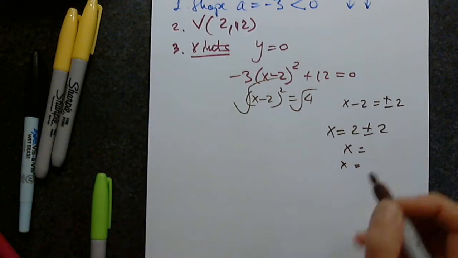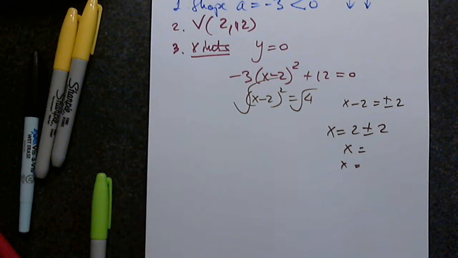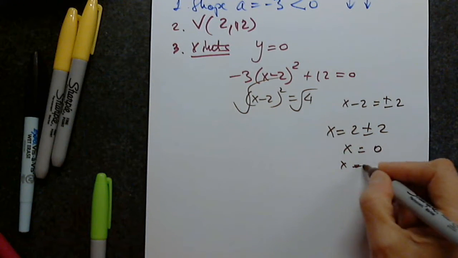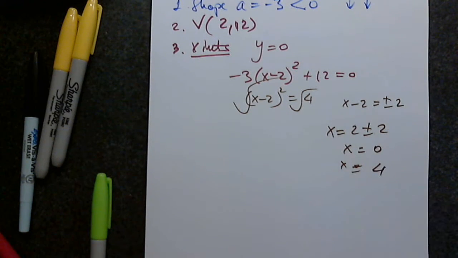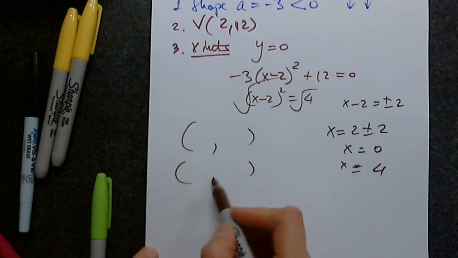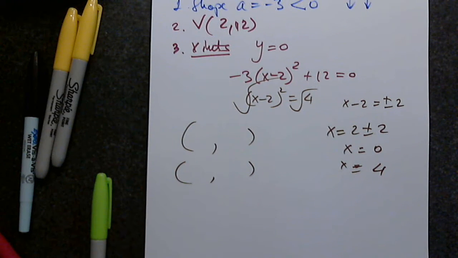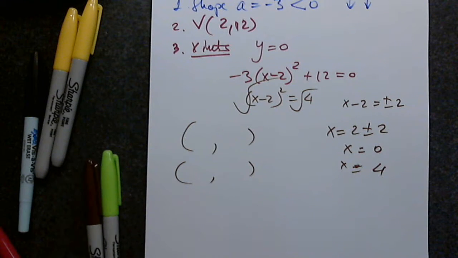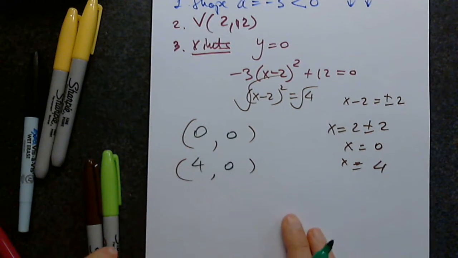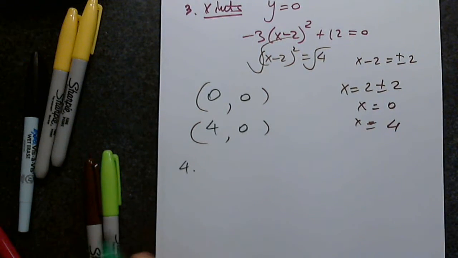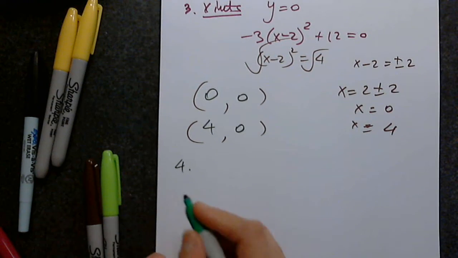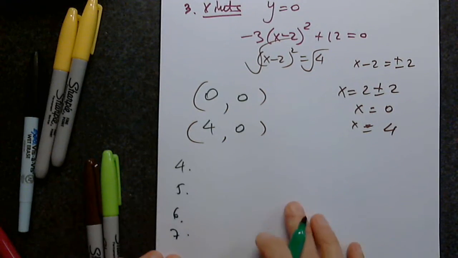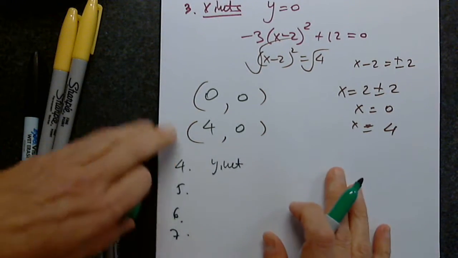I need 2 options, please. Yes, 0 indeed. And the other option? Awesome. So we have 2 x-intercepts, and they are? Awesome. (0, 0) and (4, 0). Very good. Number 4. What is my next item? Very good. But I already have it.